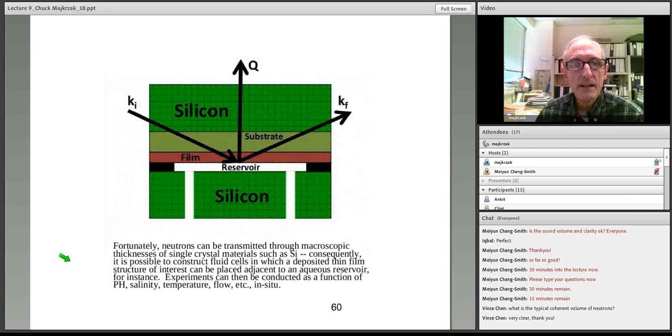So here's the beauty, again, of the neutron reflectometry technique. The neutrons will penetrate many centimeters, macroscopic distances, through perfect single crystal silicon, so we can take our substrate with the film deposited on the silicon substrate, put a gasket here, have a liquid aqueous reservoir in place adjacent to the film of interest, and introduce the melatonin molecules into that reservoir and study in situ where this melatonin actually goes as a function of pH, temperature, whatever.